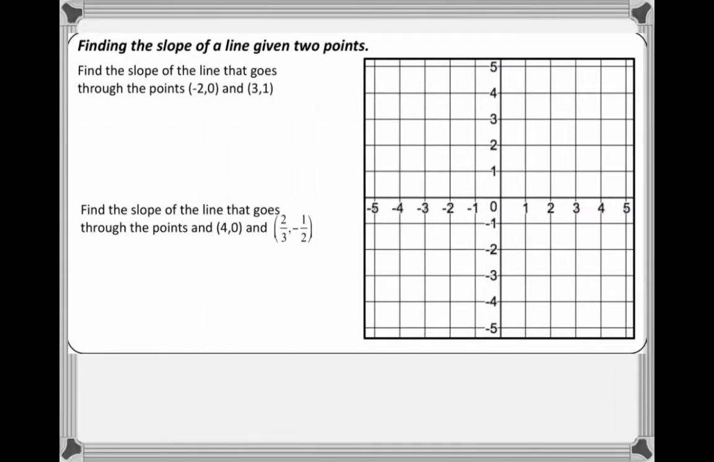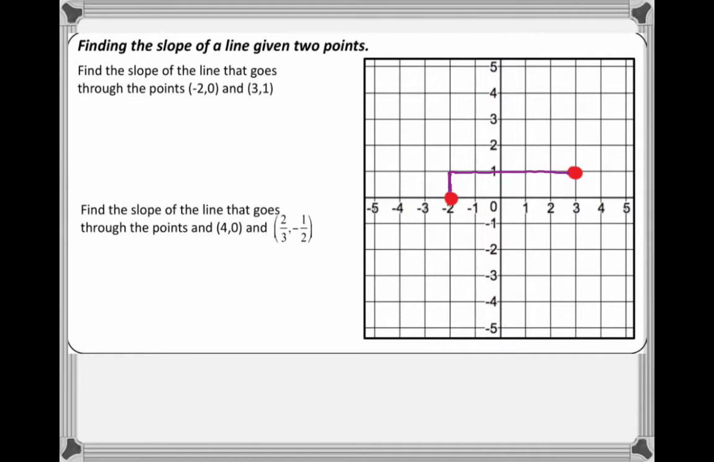Okay, so if we're finding slope, and we have 2 points on a Cartesian grid, let's plot those points out real quick. That's going to be negative 2, 0, and 3, 1, and we want to find the slope. Now, when we have points floating in space like that, we can actually just count up and over to the next point.